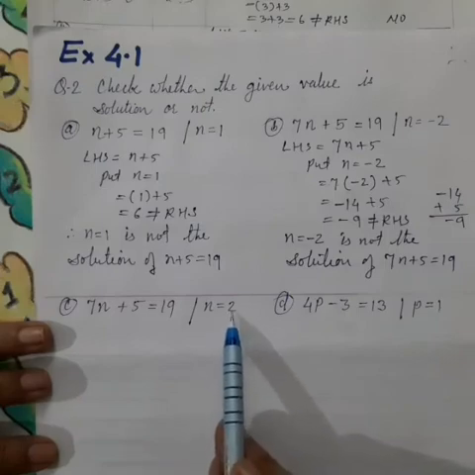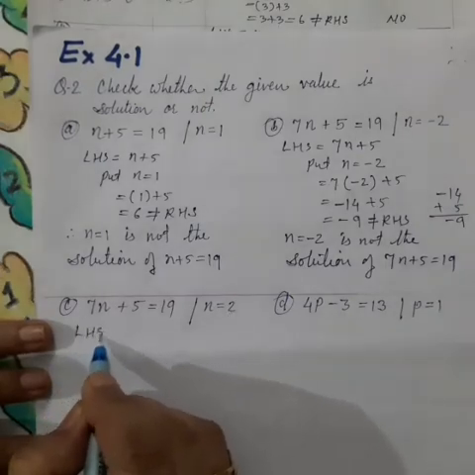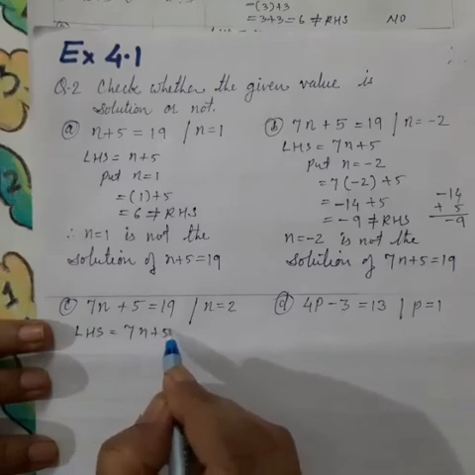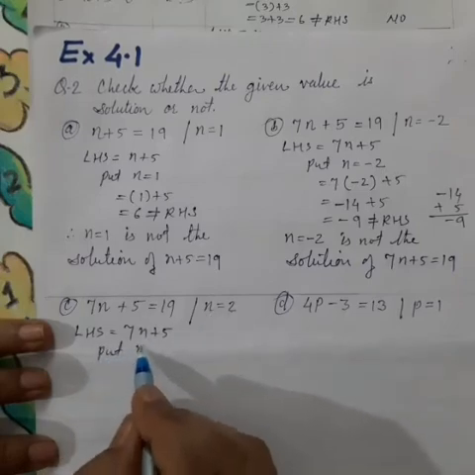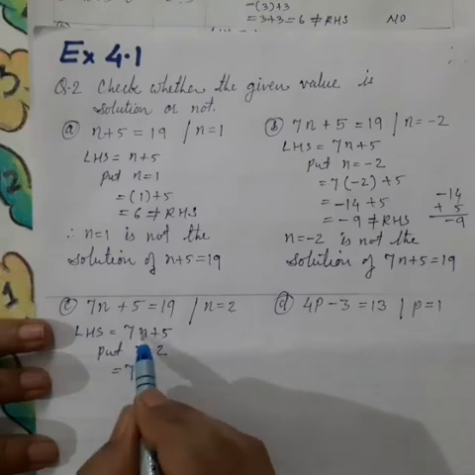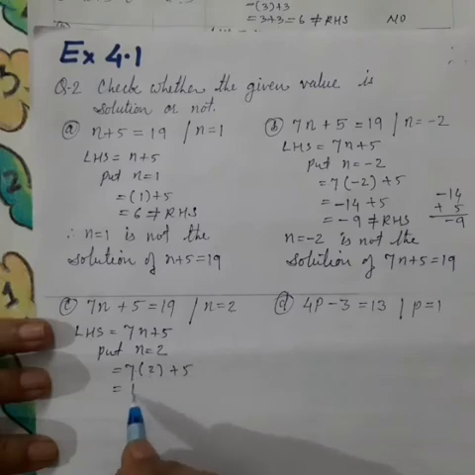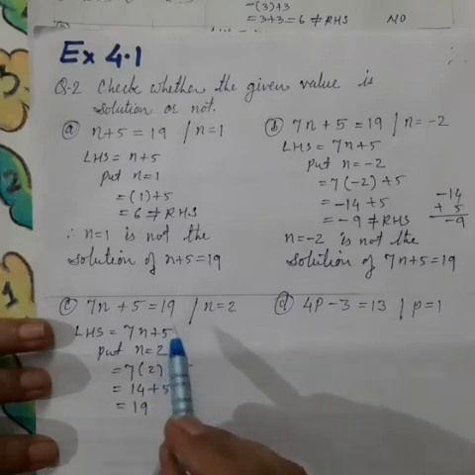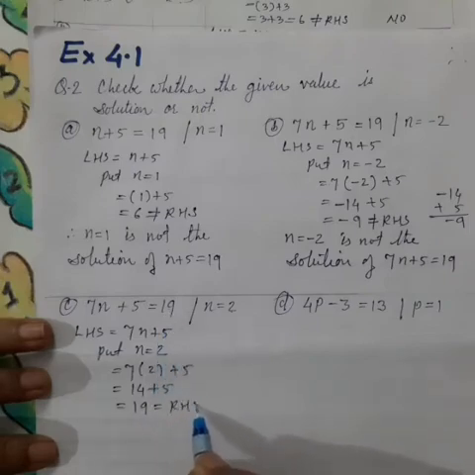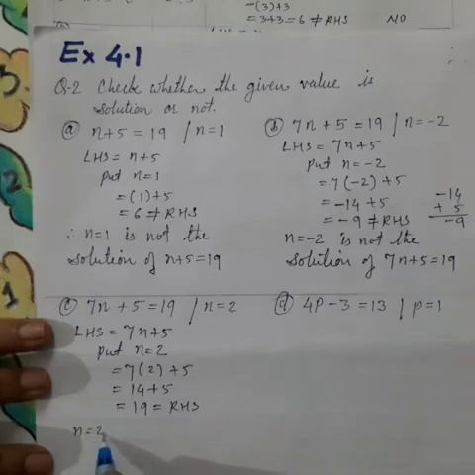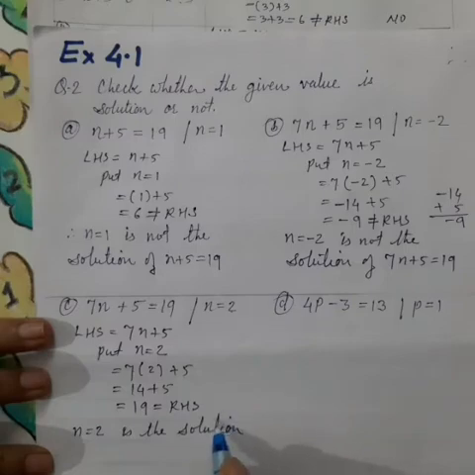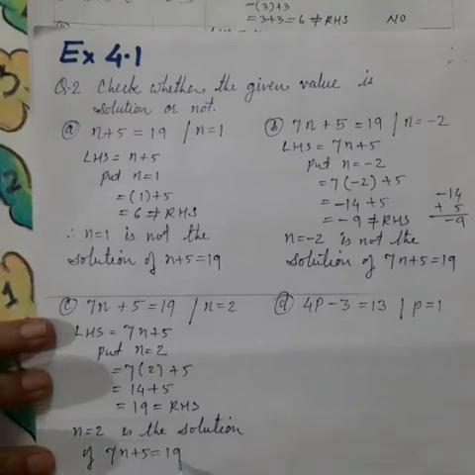Here we have to put n equal to 2. So our left hand side is 7n plus 5. Put n equal to 2. So 7, at the place of n put 2, plus 5. 7 2s are 14. 14 plus 5 equal to 19. And our right hand side is also 19. So yes, n equal to 2 is the solution of 7n plus 5 equal to 19.